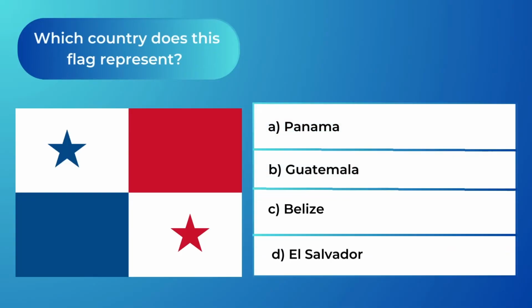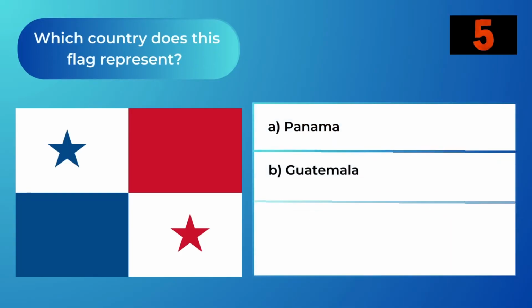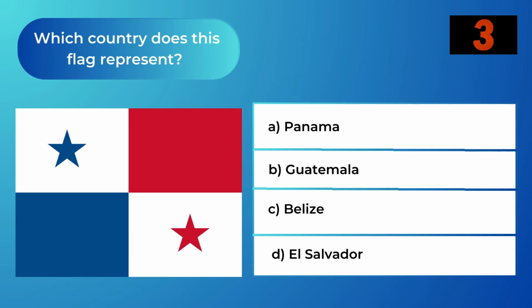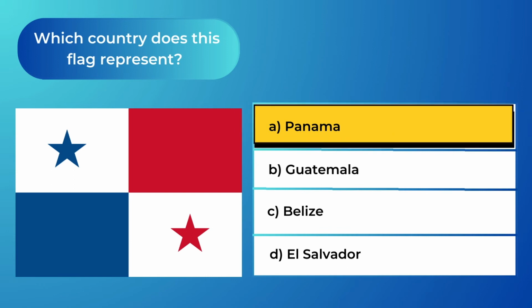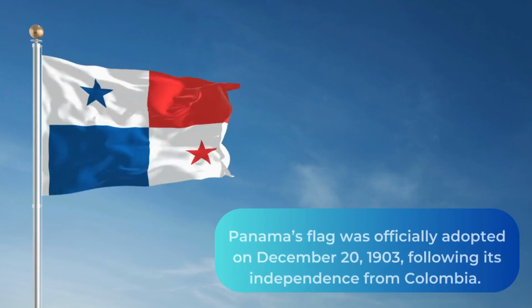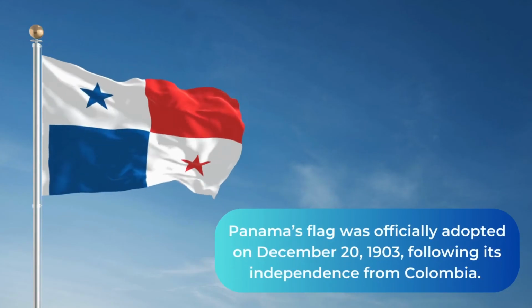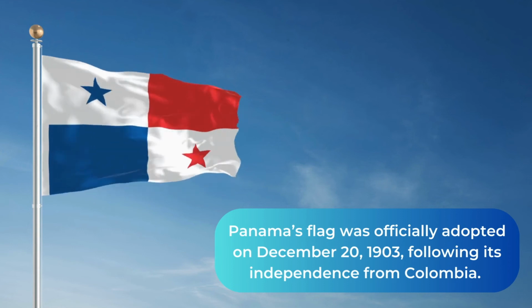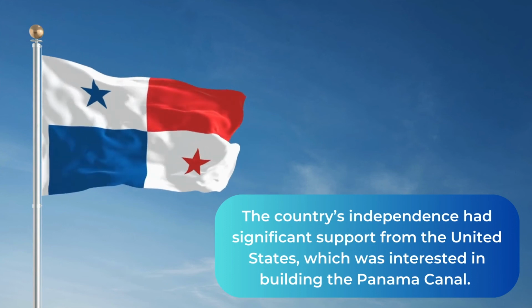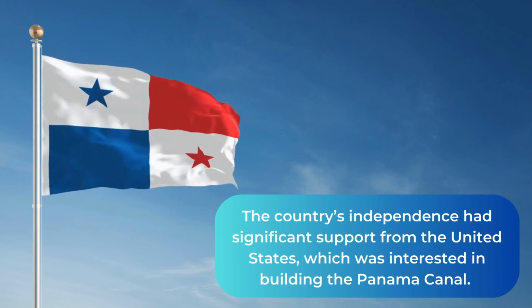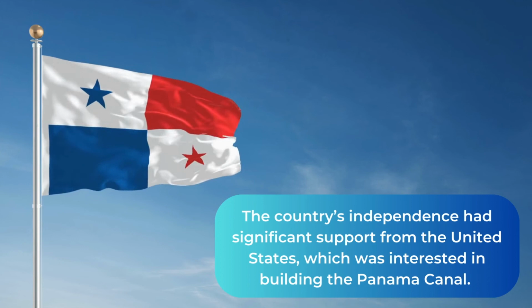Which country does this flag represent? The answer is A, Panama. Panama's flag was officially adopted on December 20, 1903, following its independence from Colombia. The country's independence had significant support from the United States, which was interested in building the Panama Canal.